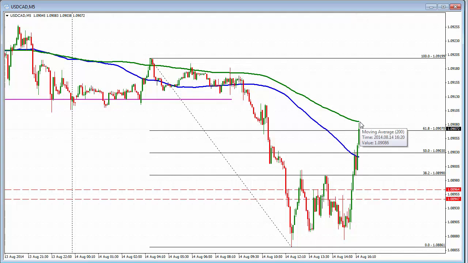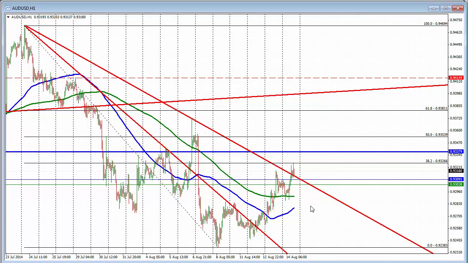As you can see, we're running into a 200-hour moving average here, but if we move above that level and then the close from yesterday, which is this line right here at the 109.13 level, we should see some further upside for that pair.